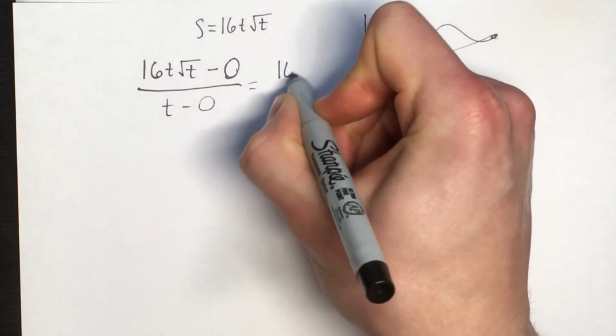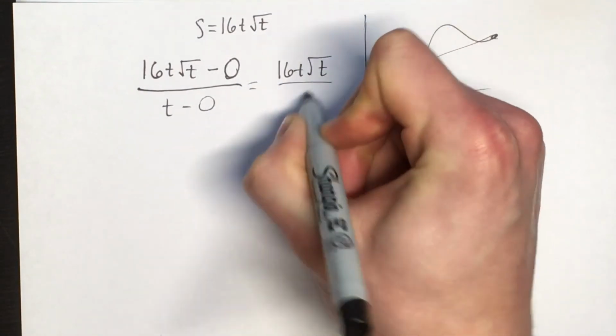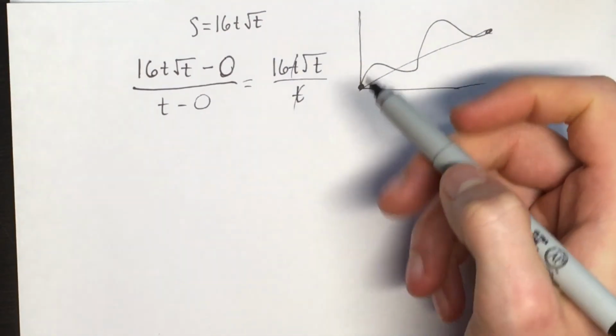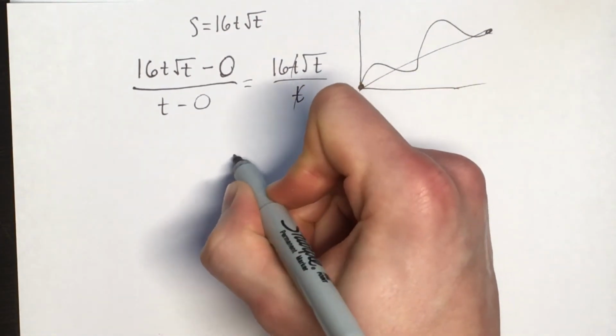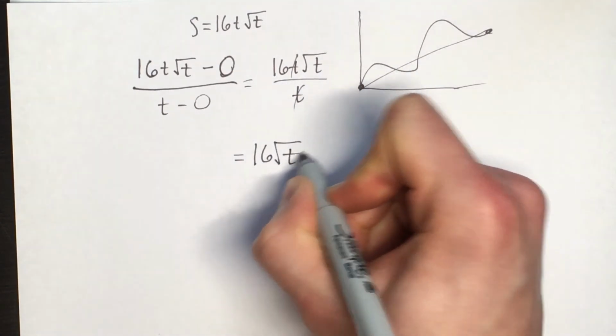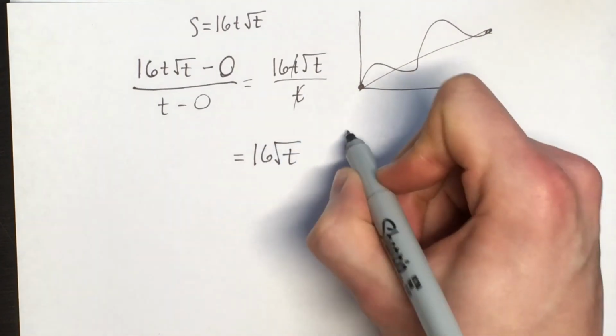So that equals 16t square root of t over t. The two t's right here cancel out because it's all being multiplied together, so you can just divide things out like that. And that gives us a final average velocity, or speed, sorry, of 16 times the square root of t. So that'll be v.